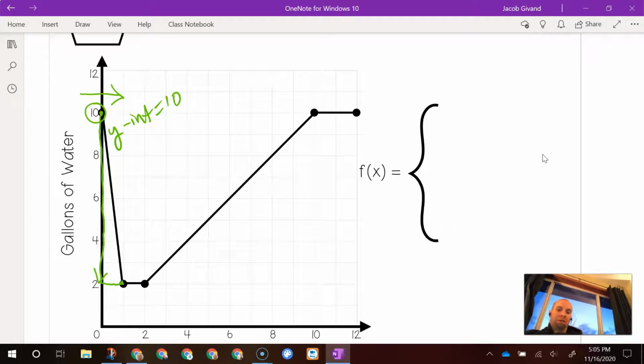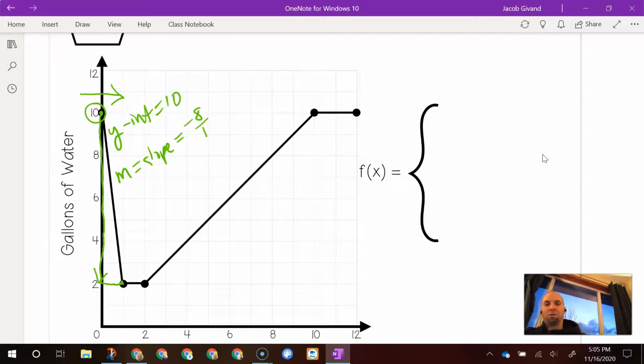So the rise is -8. The run is 1. So the slope, and we call that m, equals rise, which is -8, over run, which is 1. And anything divided by 1 is just itself. So we've got the slope, we've got the y-intercept, so we can write the equation. If we were just writing this equation, we'd write y equals the slope, which is -8x, plus b, which is the y-intercept, plus 10. So that's all we'd have to write.